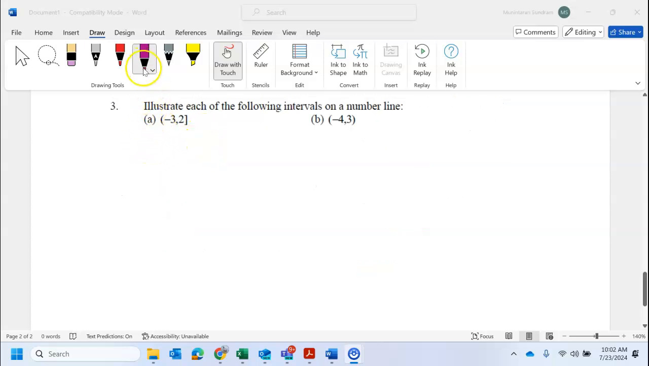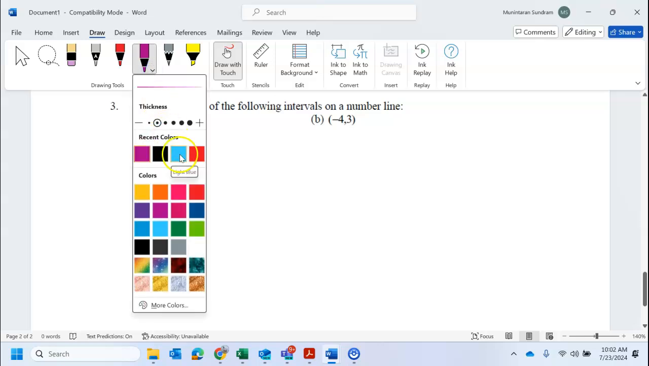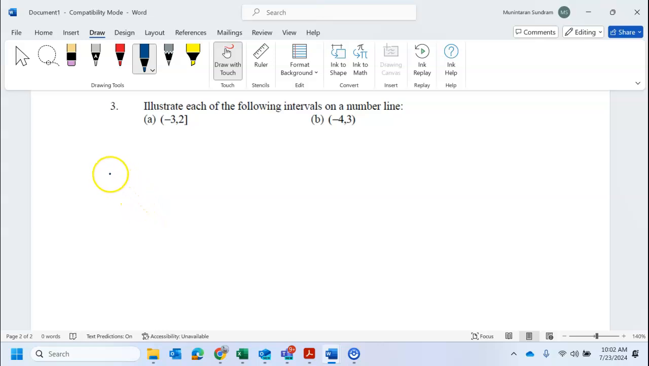Next is number 3. You need to do this on the number line, so draw the line. Negative 3. Make sure you know the sequence of the numbers correctly. Negative 3 is not inclusive, so empty bubble. Then 2, and 2 is inclusive, so therefore you shade the bubble.